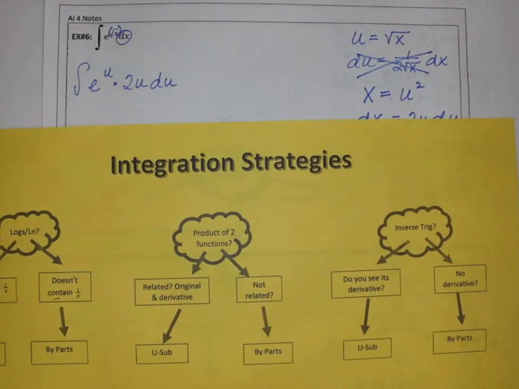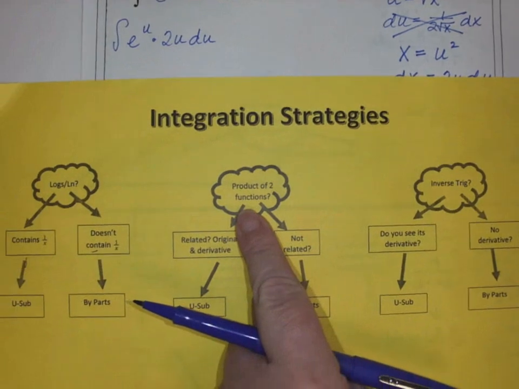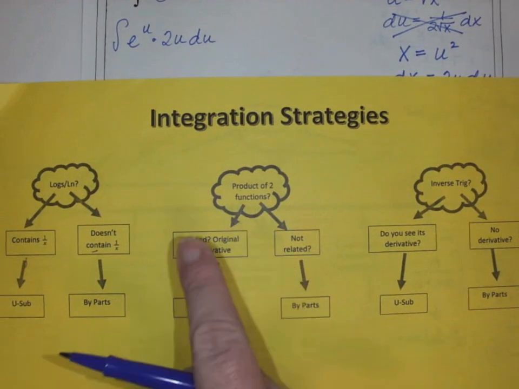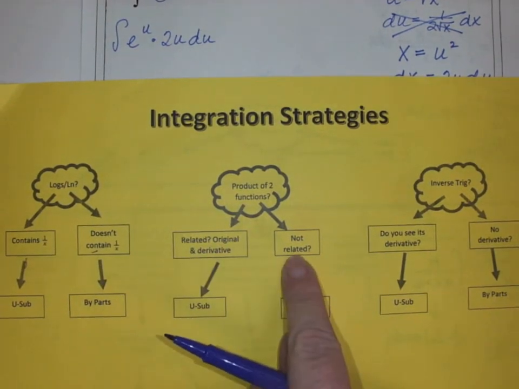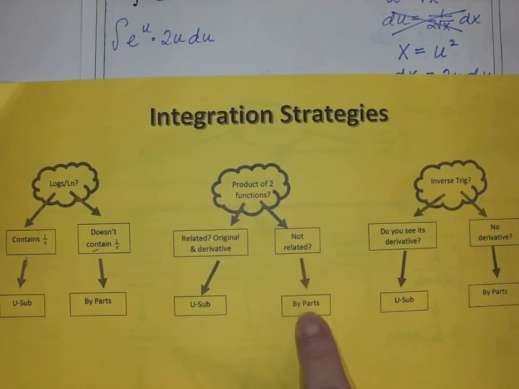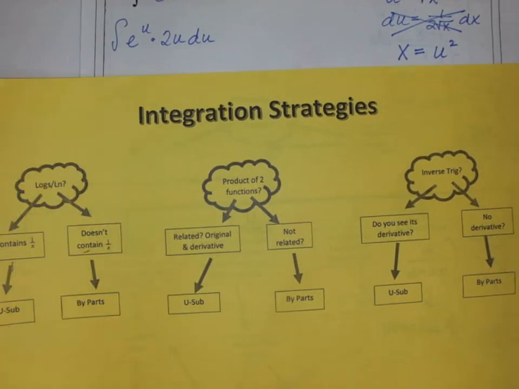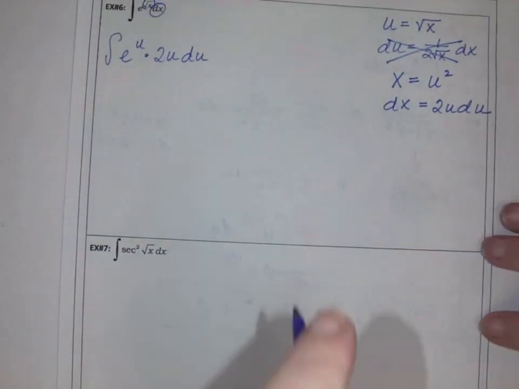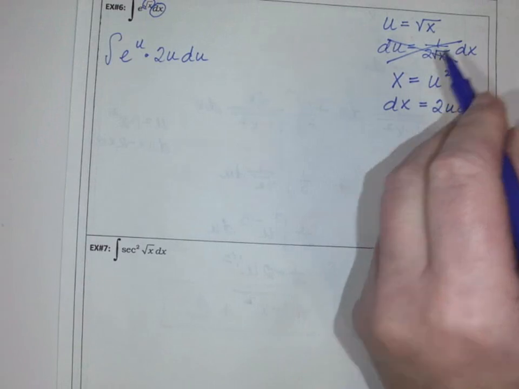All right, so now I have products of two functions. I've got two functions being multiplied together. Are they related or are they not related? Well, last I checked, e to the u and 2u were not related, so that means we're going to use integration by parts. So remember, on integration by parts, we use our mnemonic device LIPET.